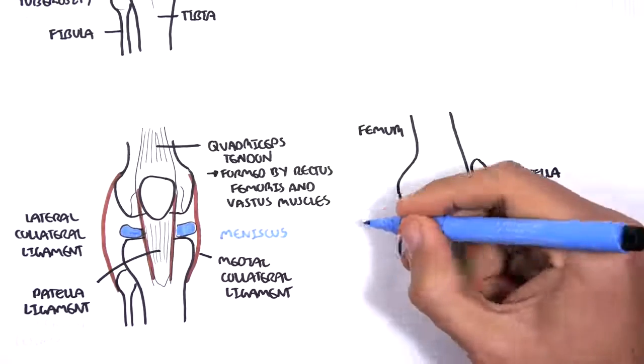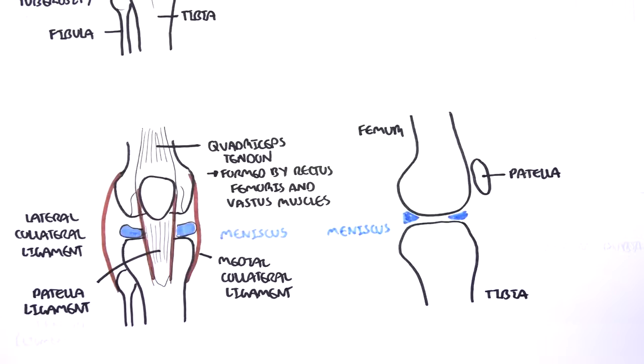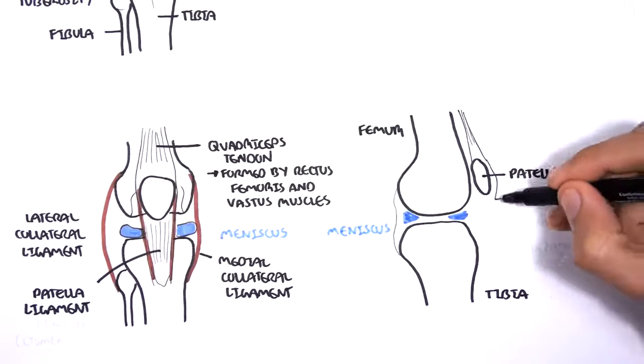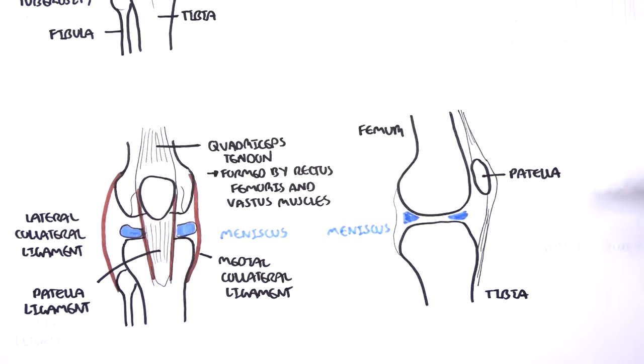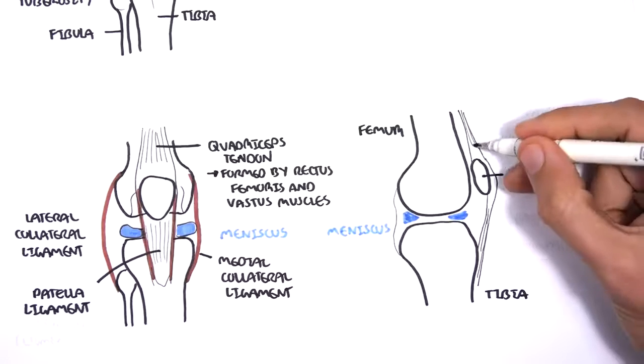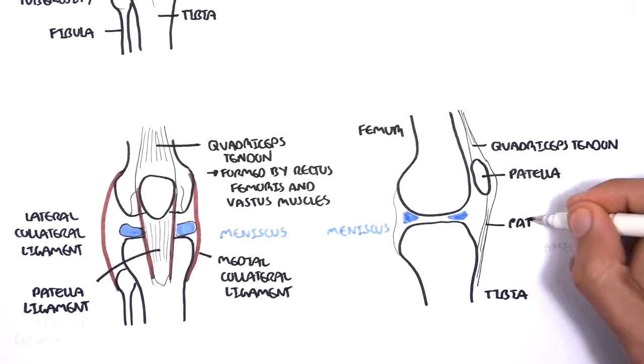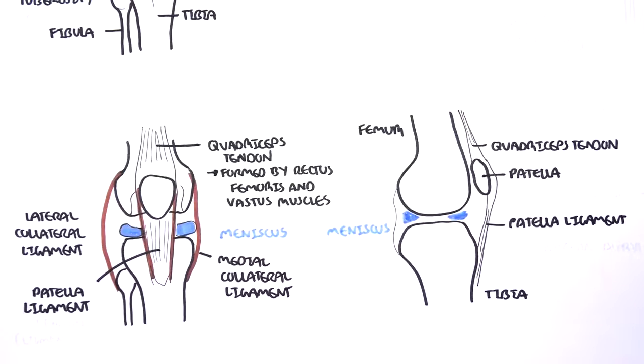The meniscus is the fibrocartilaginous structure that sits between the joints. Here again is your quadriceps tendon, which comes down over and basically encapsulates the patella in front, forming the patella ligament. Sometimes the patella ligament is also known as the patella tendon, and essentially it joins onto the tibial tuberosity.